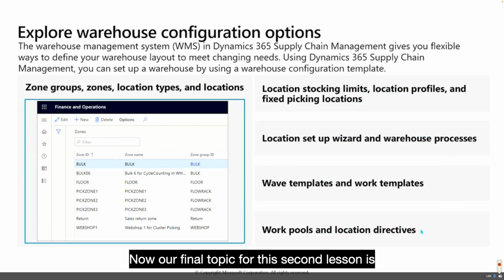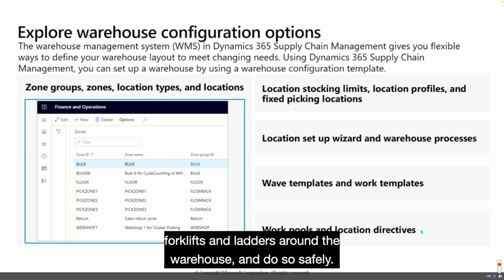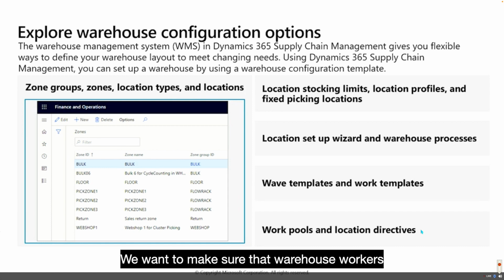Now, our final topic for this second lesson is looking at the different features that help you design the layout of your warehouse. And we're not talking about the aesthetic appeal or interior design here. We're talking about designing the physical layout of the warehouse so that workers can easily move things like forklifts and ladders around the warehouse and do so safely. We want to make sure that warehouse workers are able to maximise productivity by having visibility of available space locations, being able to pick the products effectively, and be able to rearrange products easily.